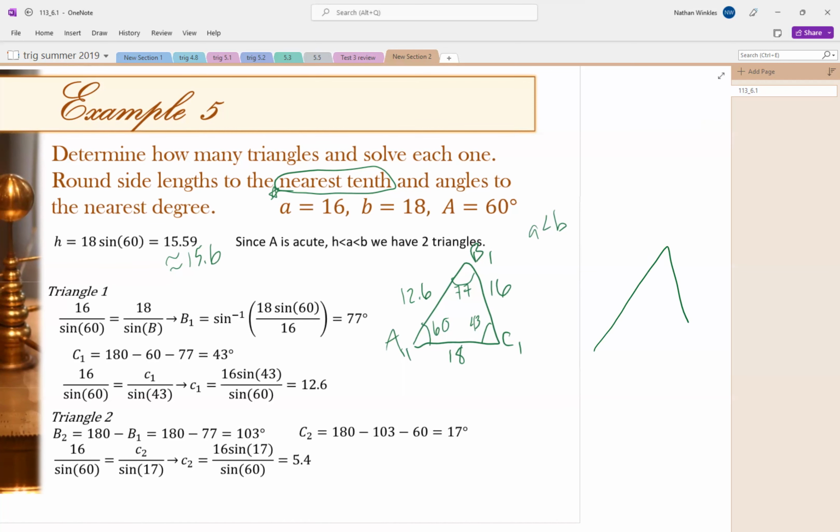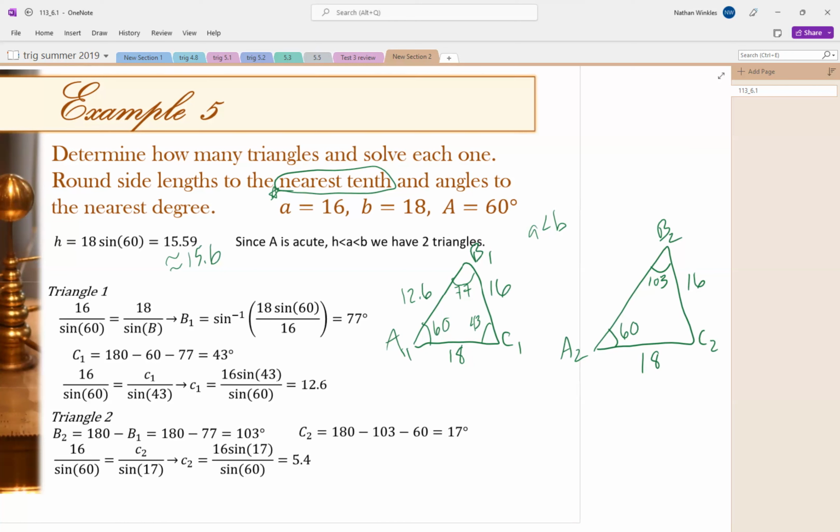Now, to get to my second triangle, we need A2, B2, and C2. So my side A doesn't change. My side B does not change. To find one of my angles, B2, we're going to take 180 minus B1 every time. So 180 minus 77 gives me 103. So that means that this up here is 103 degrees.